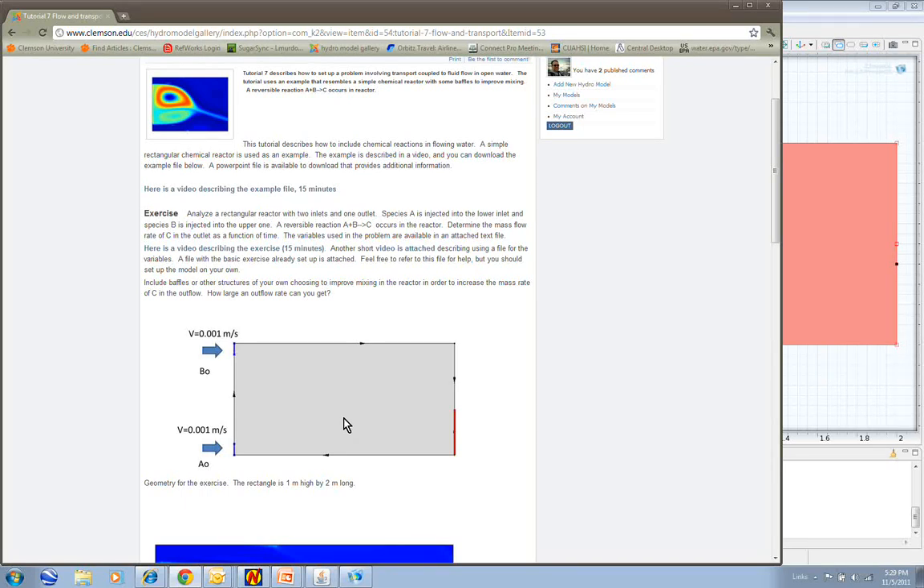And then what I want you to do is try to understand what's going on internally. How are these two streams mixing together? Where is the reaction taking place? And then go in and try to modify the reactor by putting in some baffles and modifying the flow to see if you can boost the production rate of compound C as it undergoes reaction.